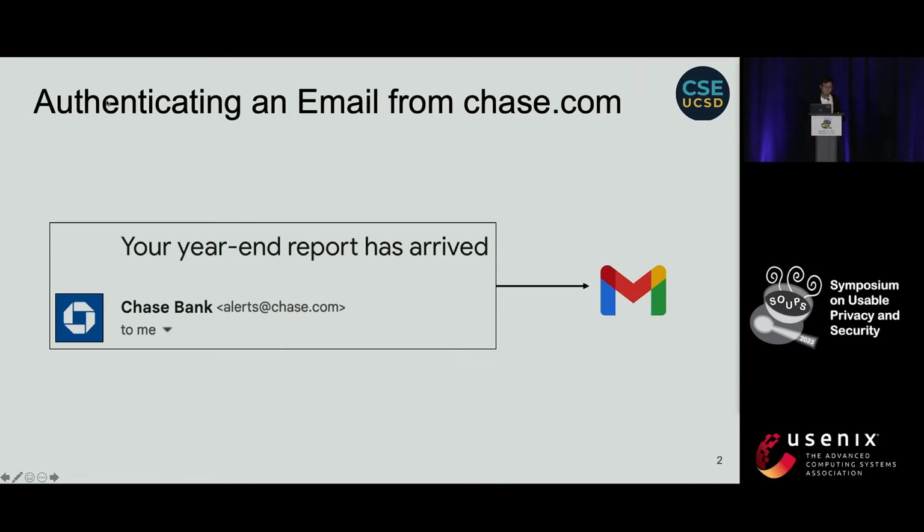Today I'll talk about our paper, Understanding the Viability of Gmail's Origin Indicator for Identifying the Sender. So imagine one day this email claiming to be from Chase arrived at your inbox. How do you know that Chase actually sent the email?